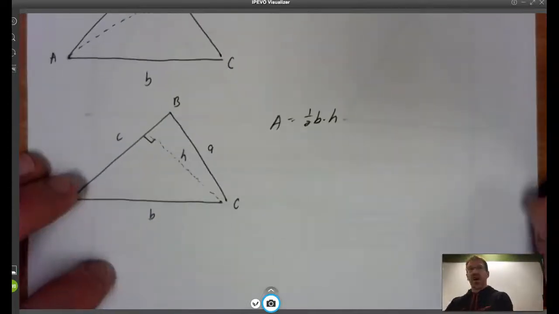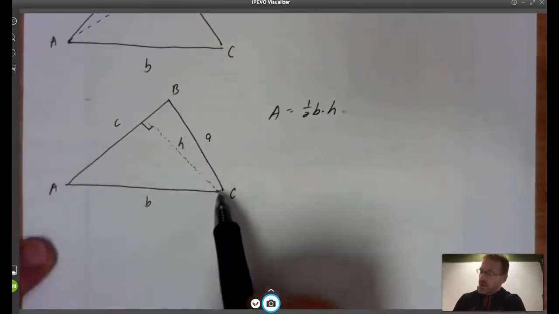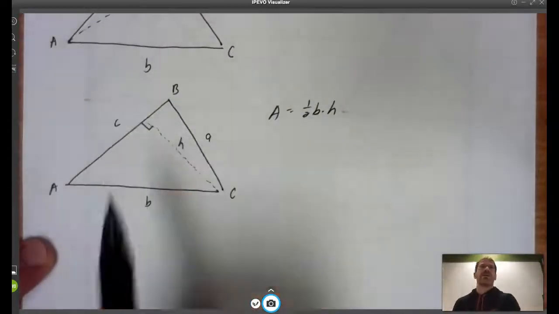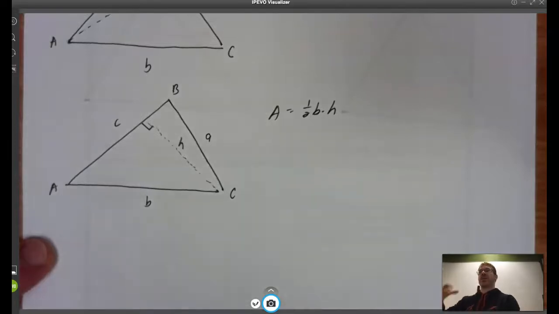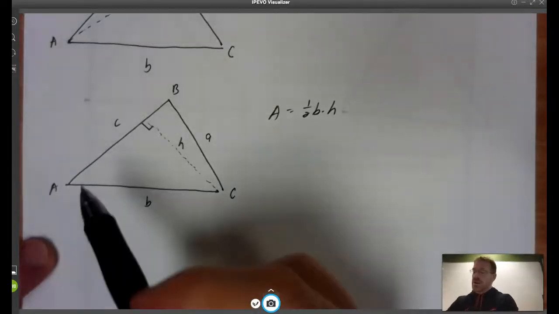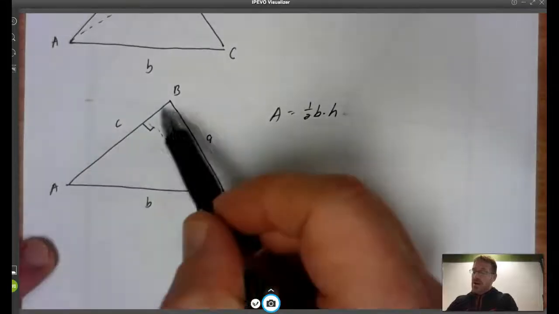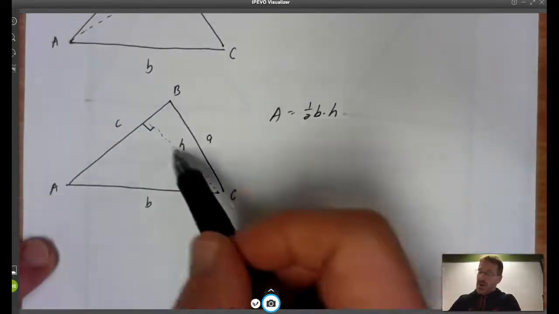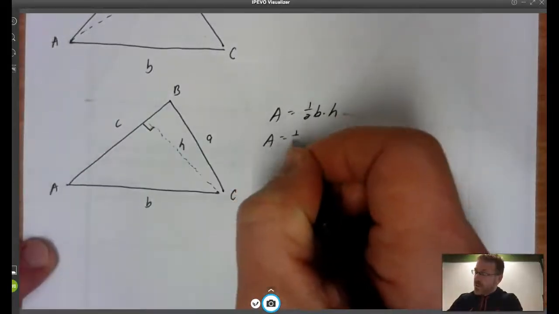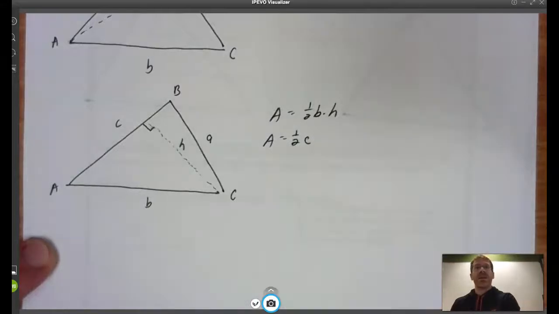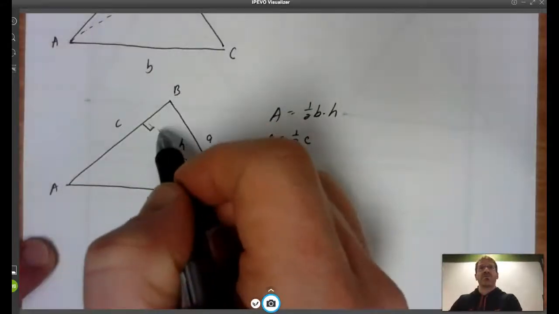I could also drop, if I wanted to, an altitude or a height from angle C here. And this is what I mean by creating those 3 possibilities. It depends on what angle we're looking from. And notice in this situation, C would be my base, and so I would have 1/2 c. And now this time, I'm going to get the height in terms of my angle B here.